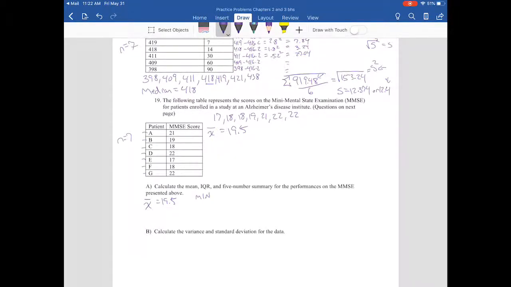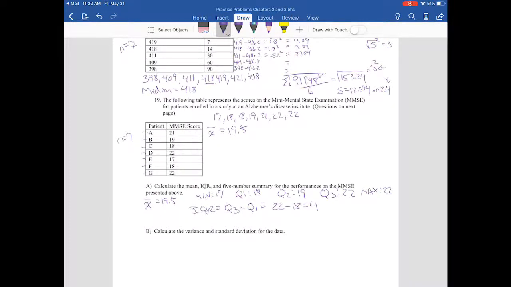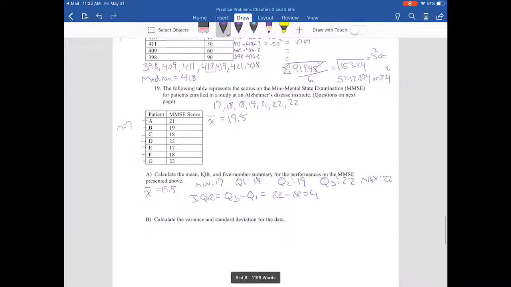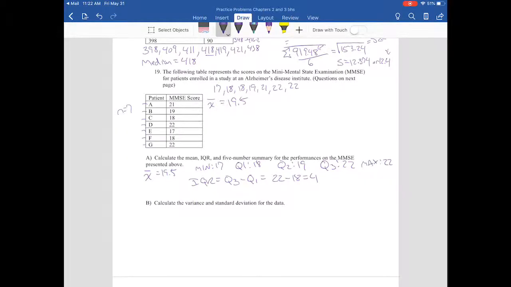So our minimum value here is going to be 17. Q1, 18. Q2, 19. Q3, 22. And then our max value here, 22. IQR is going to equal, remember, your Q3 minus Q1, and that's going to equal 22 minus 18, which equals 4. Remember, everything builds on top of each other. If you get a wrong 5-point summary, you're going to get a wrong IQR, which then could lead to wrong finding outliers.